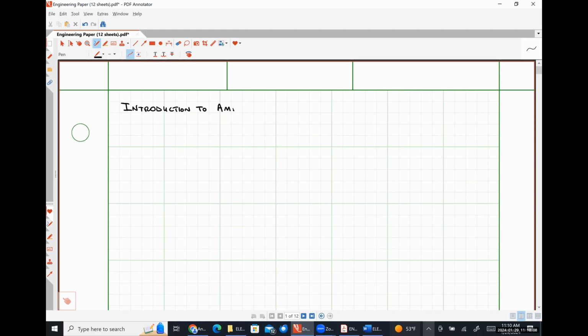So, introduction to amplifier circuits. We're going to start by looking at a simple BJT circuit. So here is our supply voltage, VCC, some resistor, RC, our transistor will be here, and here's effectively the output terminal of our device.